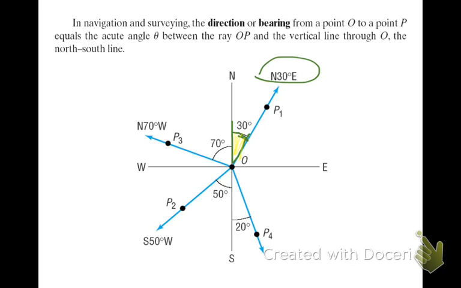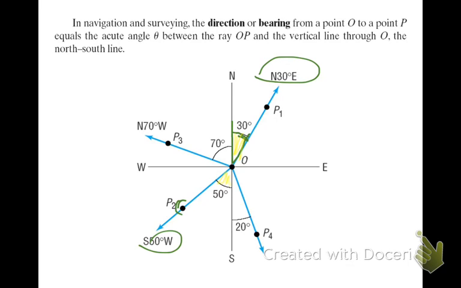Let's come down here. Let's go to point 2. Point 2 is down here in the third quadrant. So they gave you a direction of south 50 degrees west. So south, so you're down here, 50 degrees west, you're going to go 50 degrees to your left. And that would give you south 50 degrees west, and that would give you this one right here.